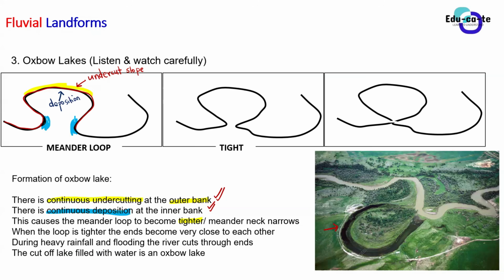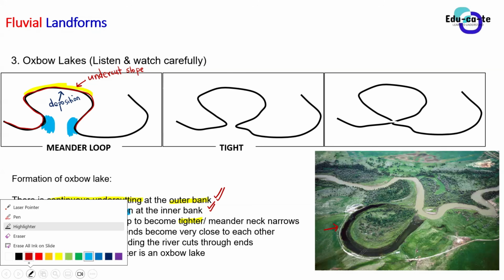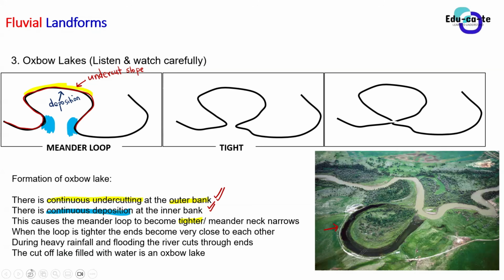Remember that you say that there's continuous undercutting. So we're trying to say that this undercut slope is continuing to erode and erode. So basically, there is a lot of erosion happening. And remember, guys, I told you last time that as the river erodes, the undercut slope and the slip-off slope, they all move. Okay, they all move.